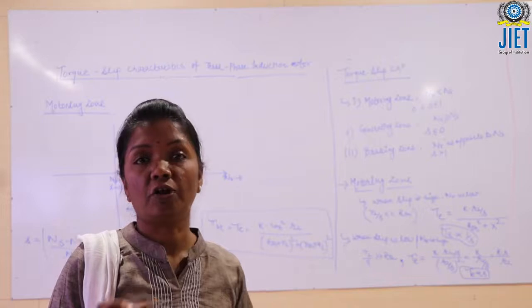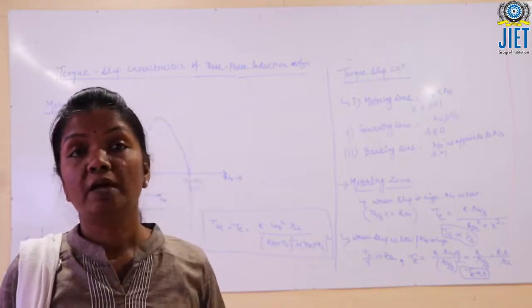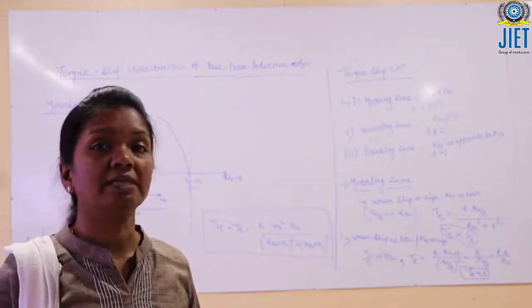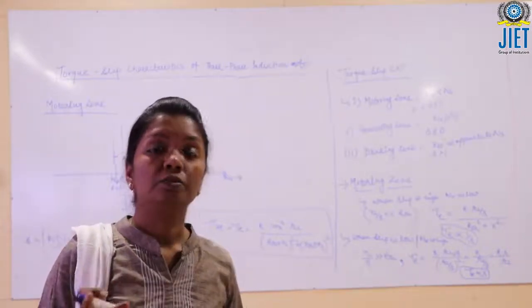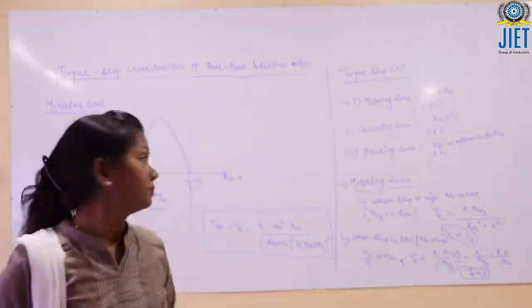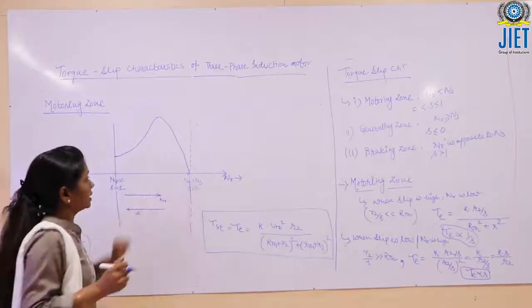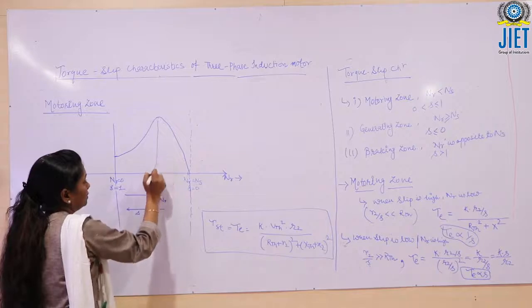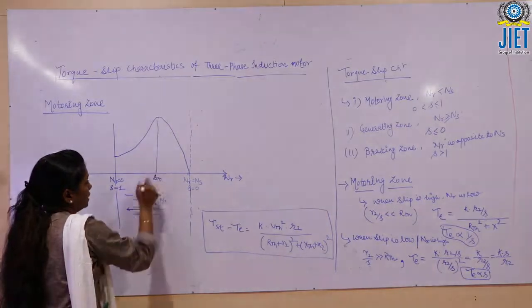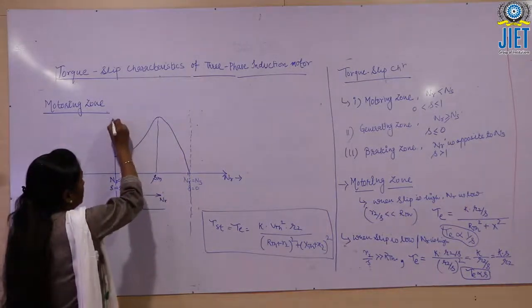By itself it cannot run at the synchronous speed, and the motor is termed as asynchronous motor because it can never run at the synchronous speed by itself. So the torque becomes zero. Somewhere the torque is maximum. We don't know where it is maximum. We would try to know later on.